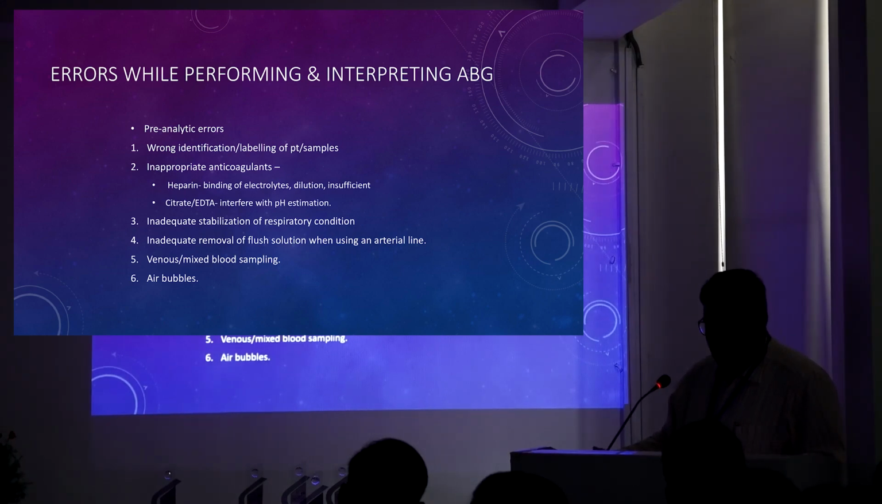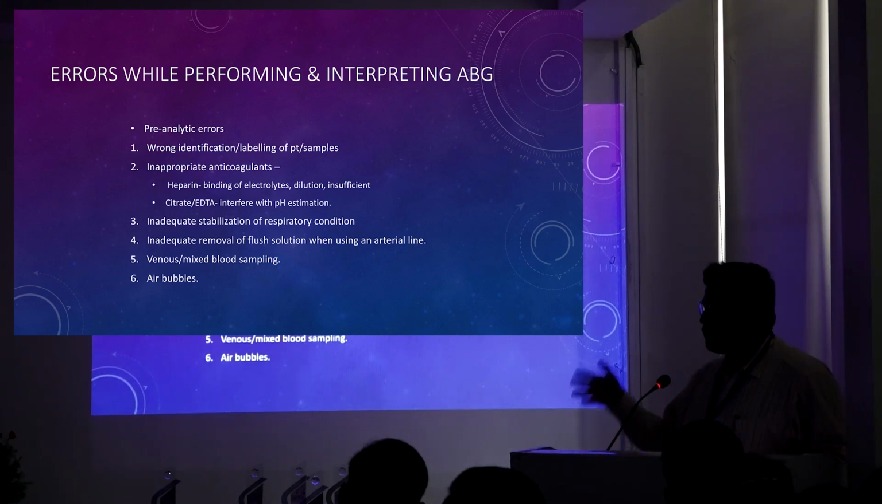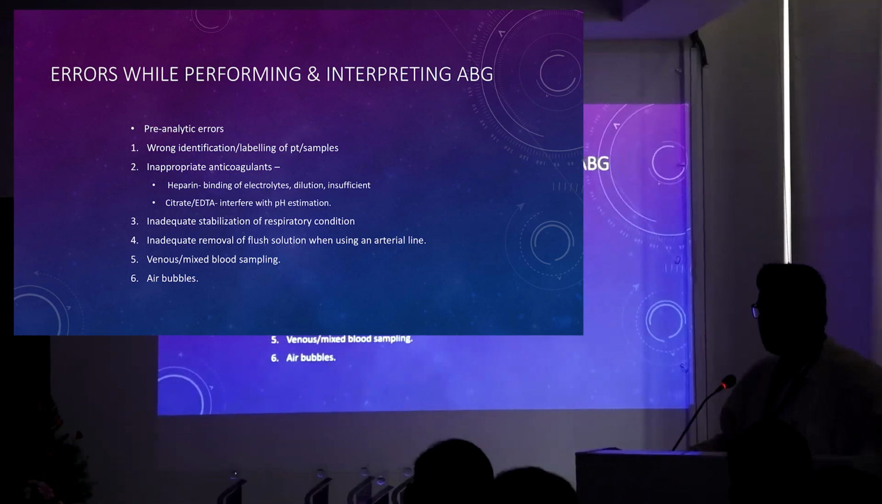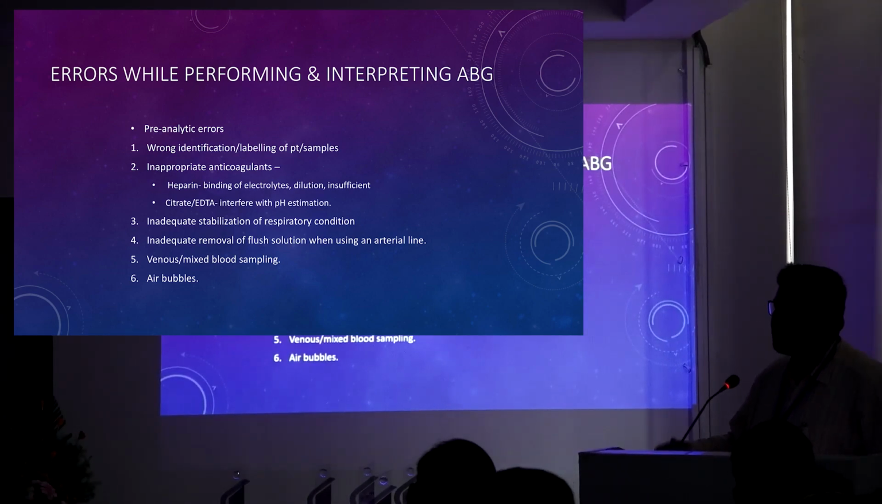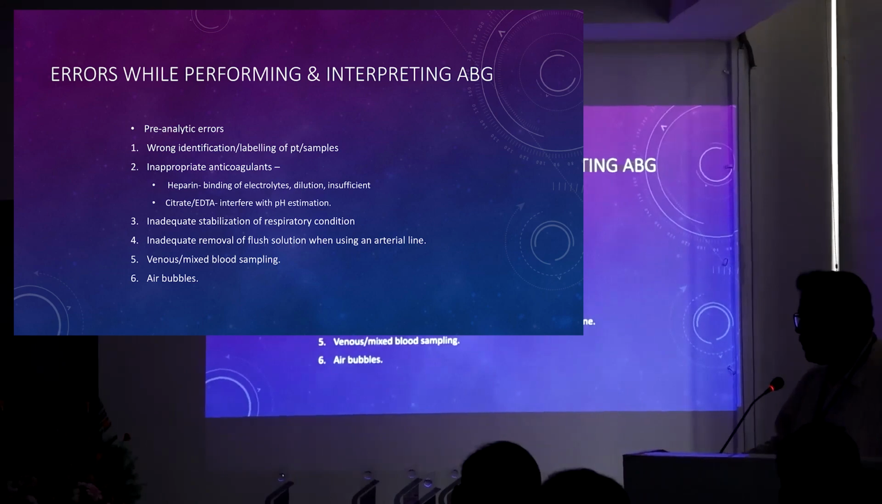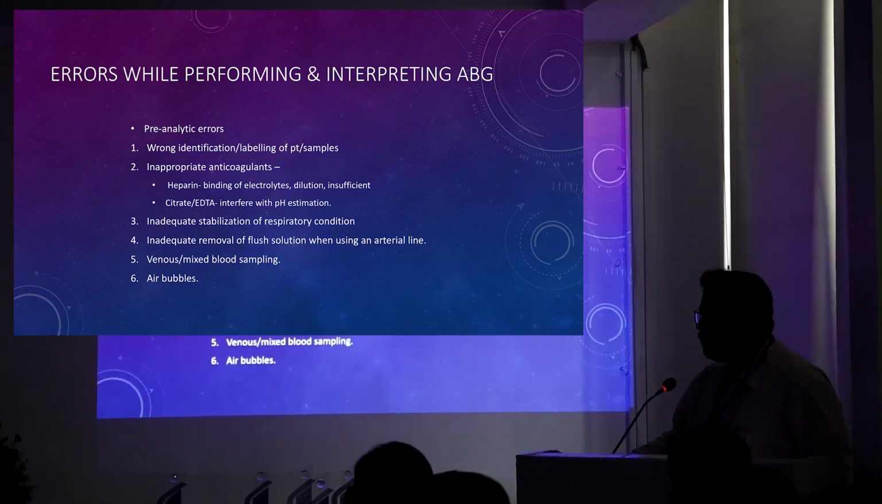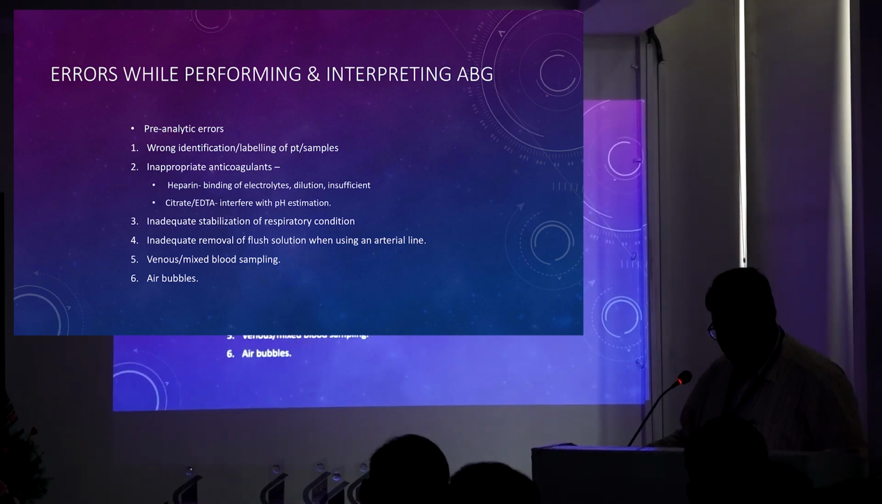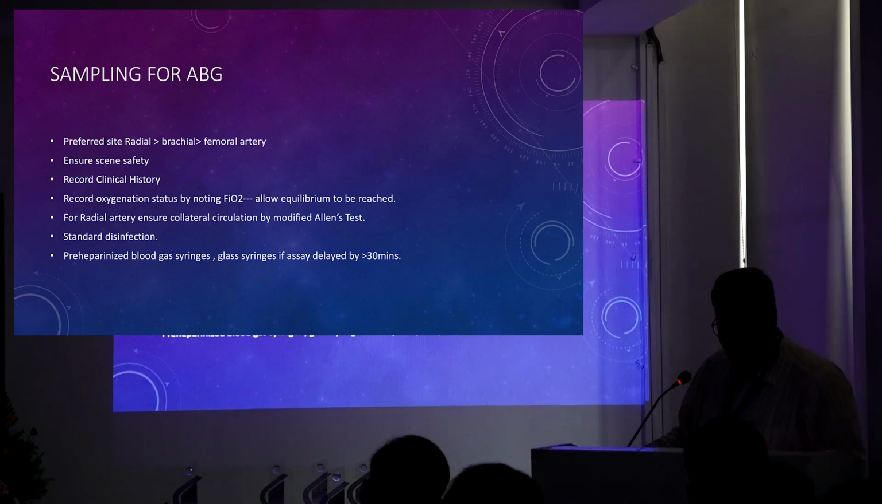Other things include inadequate stabilization of the respiratory condition, because we often jump to an ABG after putting a patient on oxygen or changing the ventilation settings, which doesn't allow us to reach equilibrium. Also inadequate removal of flush solution, venous or mixed blood sampling, which is more common than ever, and also air bubbles.